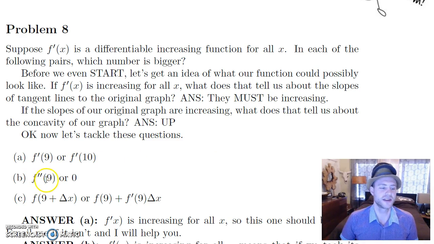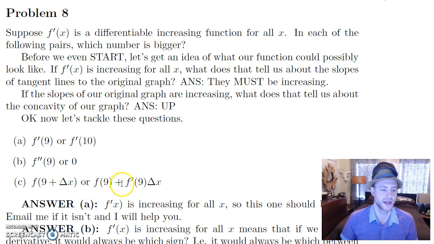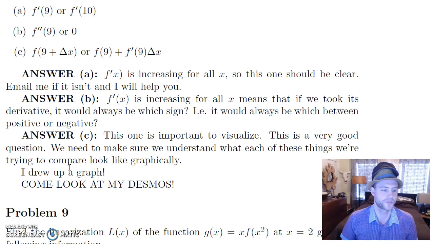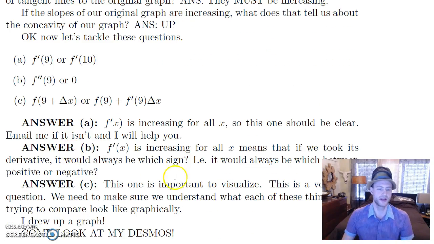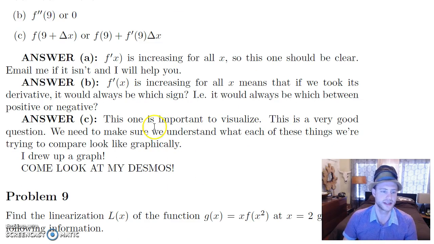So is this thing going to be positive? It's only positive if the first derivative is increasing, is it? Then you compare that to 0. Now this one's the best one. I did a Desmos for this. This one's important to visualize. It is very important to visualize. This is the most important part of this question. It is a very good question.